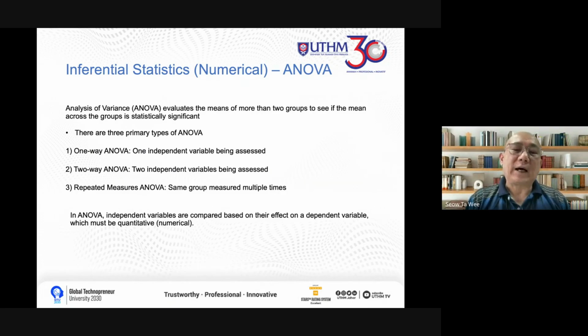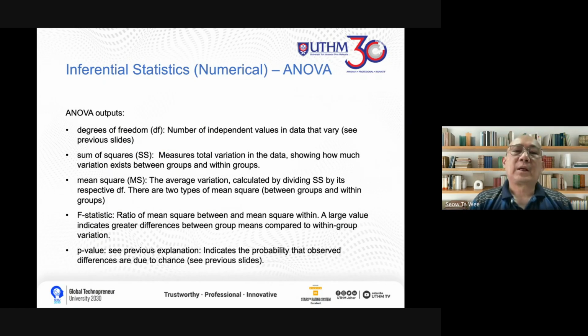So in ANOVA, independent variables are compared based on their effect on the dependent variable, which must be quantitative. When we study the analysis, the ANOVA output comes up as a table. They have the DF, meaning degrees of freedom, the number of independent values in the data that vary.